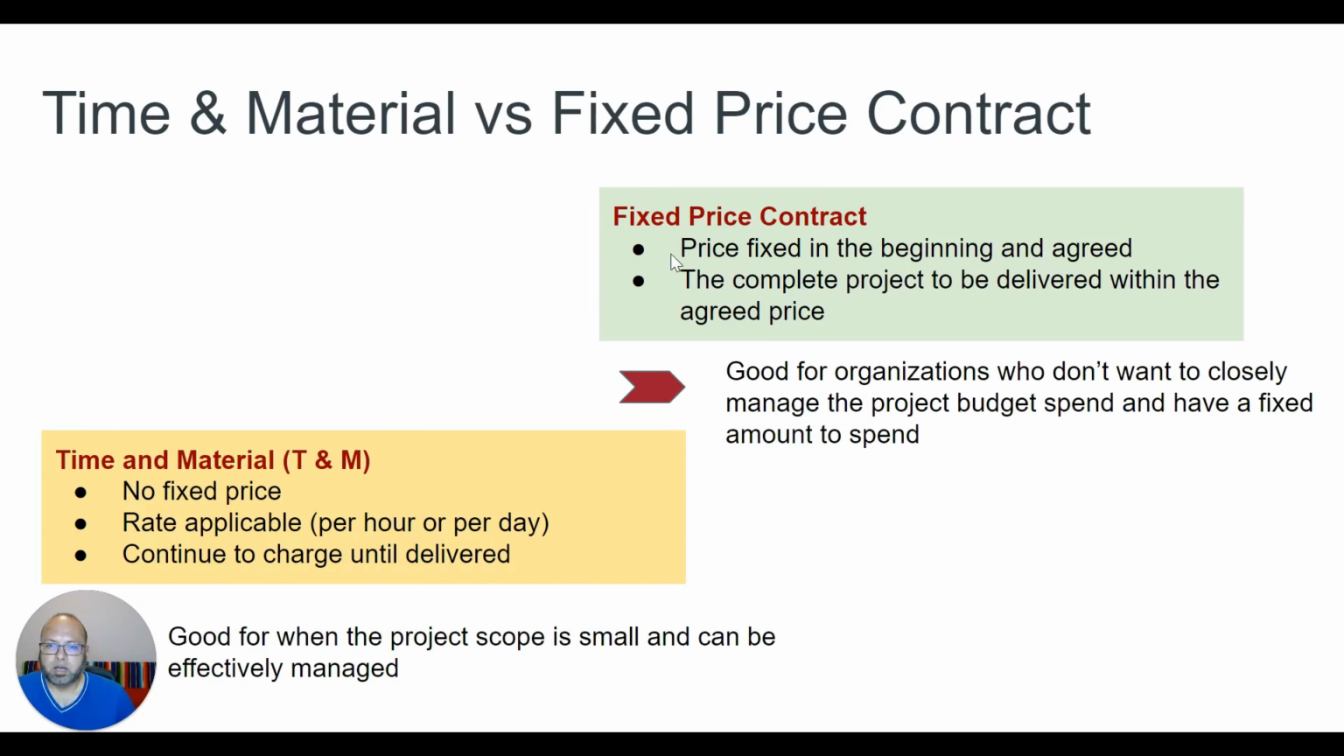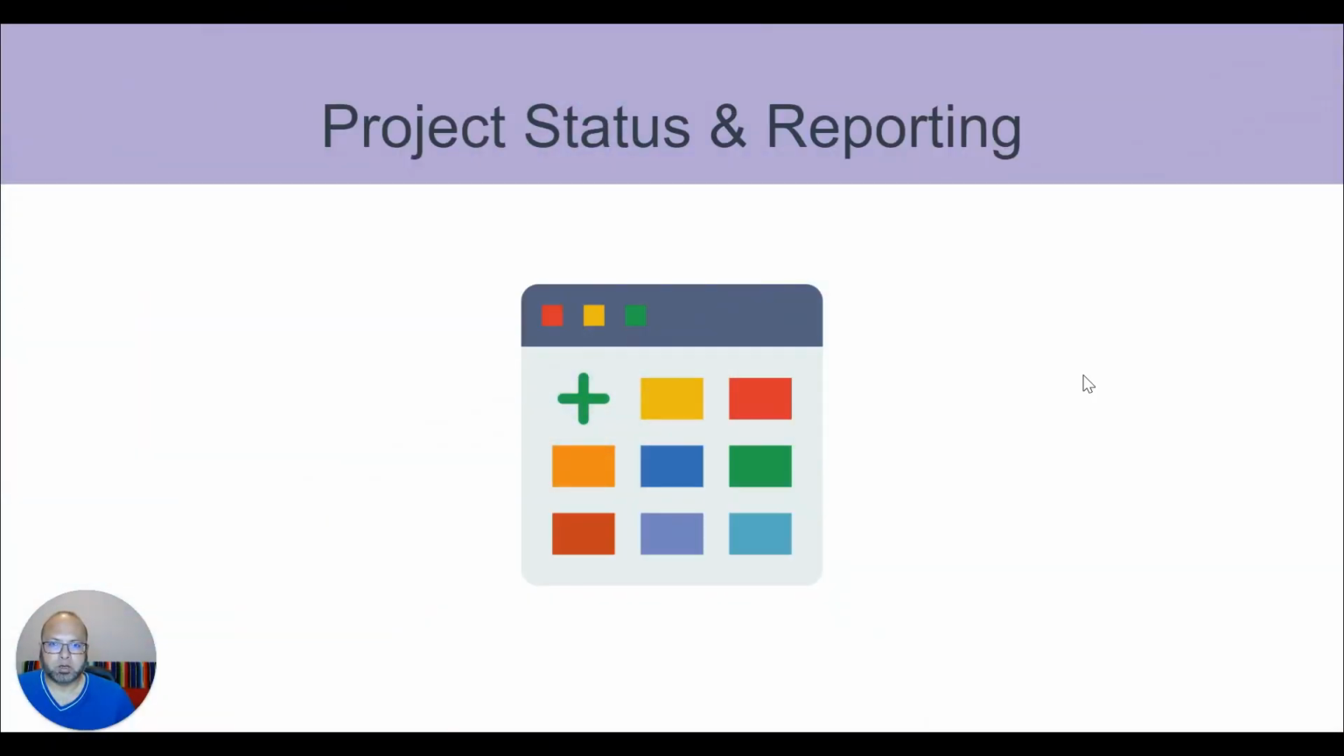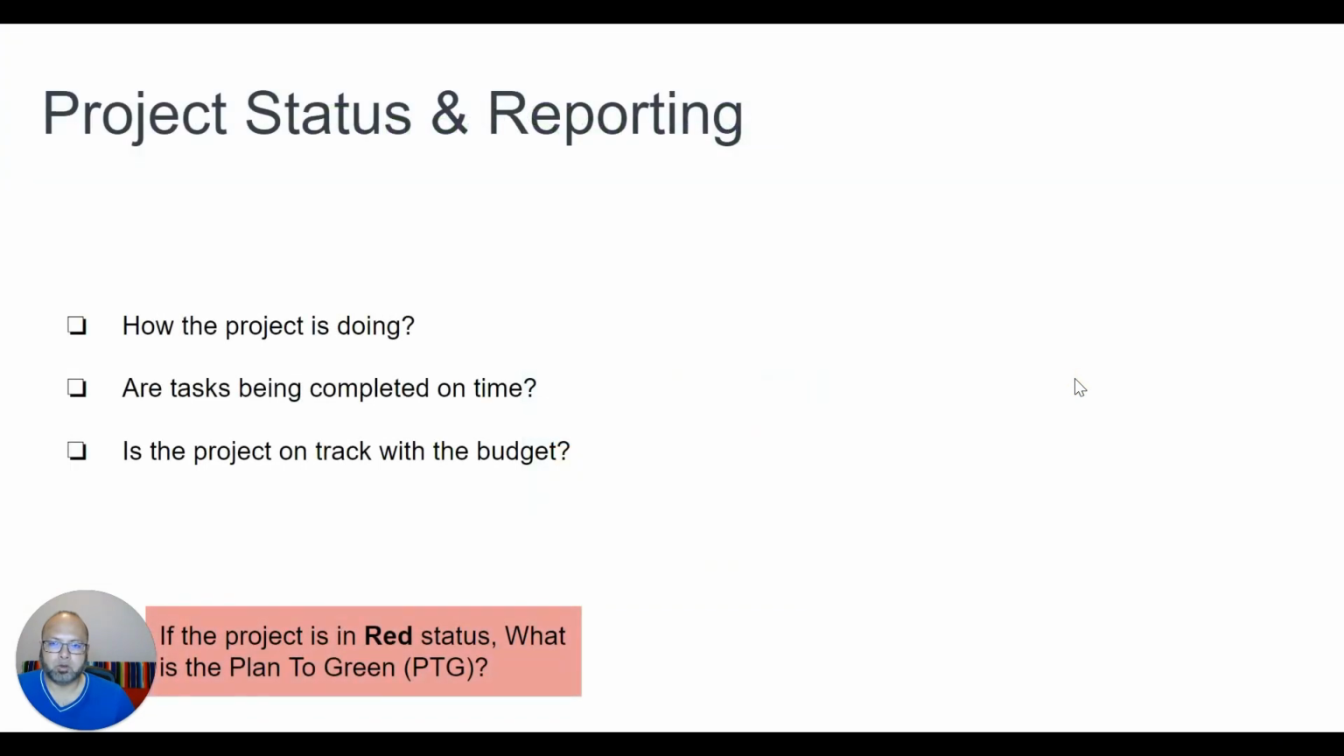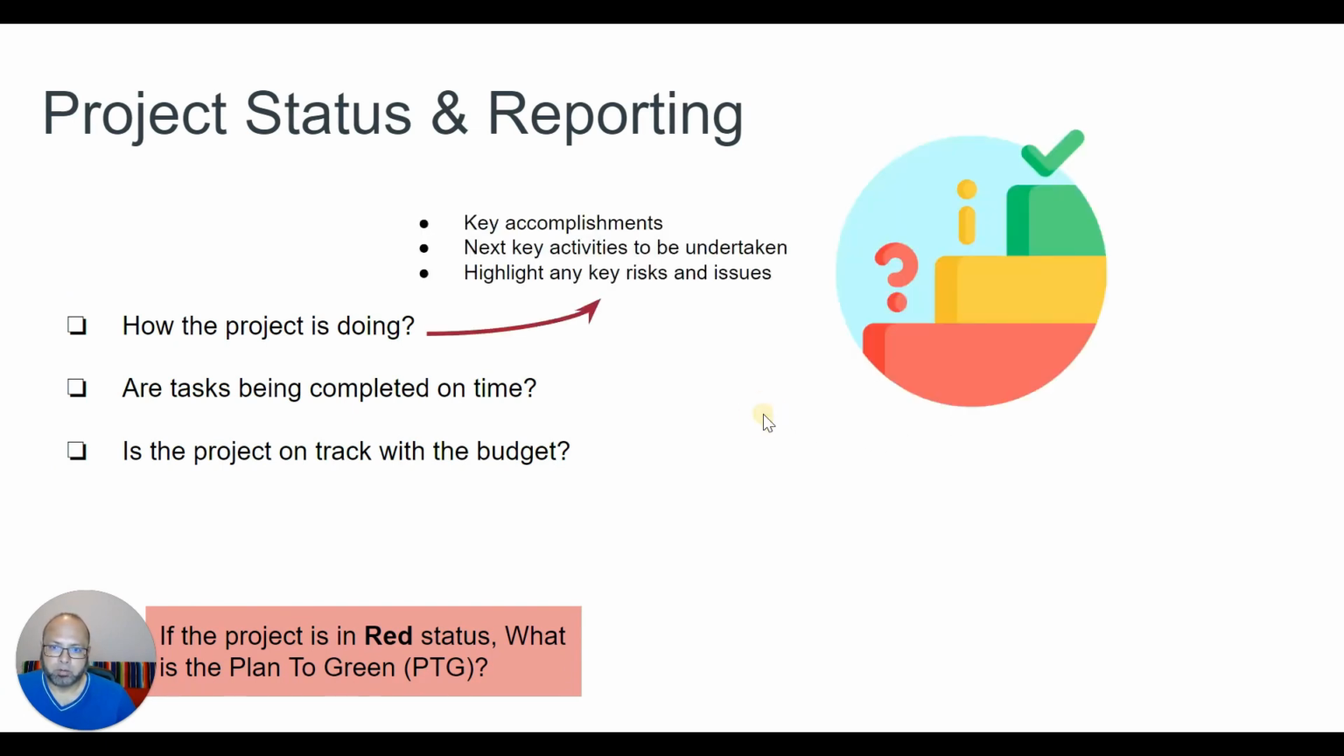So both of these are possible ways of coming up with the budget, but each one has its own pros and cons. So let's look at project status and how you report the project on a weekly basis. The project status reporting is very critical. All the stakeholders are looking to you to show them how the project is going. If there are any issues that may impact the timelines or the budget, you need to highlight that. And all this is done through the project status reporting.